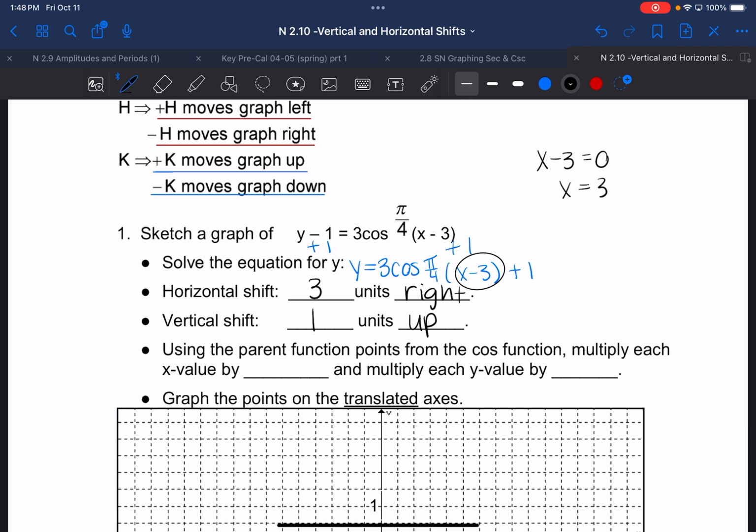It ends up a positive 3 when you take it out. Okay, so we've taken care of the first few bullet points. Next it says, using the parent function points from the cosine function, multiply each x value by blank, and then multiply each y value by blank.